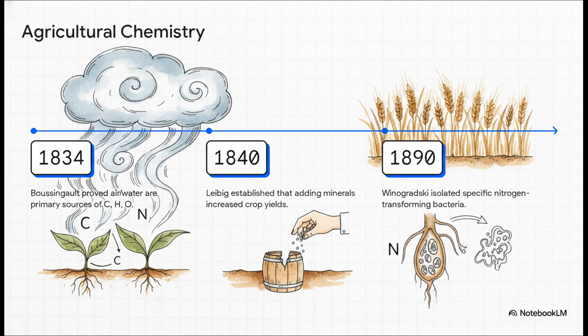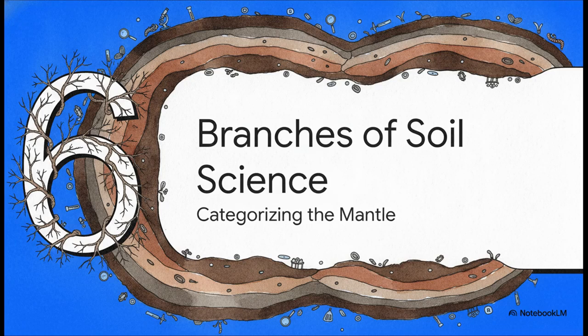Then by 1840, German chemist Justus von Liebig completely threw out the old humus theory, establishing that adding minerals directly to soil increased crop yields, and he proposed the law of minimum. Fast forward to 1890, and S. Winogradsky unlocked the microscopic level, isolating the specific groups of bacteria responsible for nitrogen transformations in the nodules of leguminous plants. And finally, Section 6, Branches of Soil Science, categorizing the study of our soil mantle.